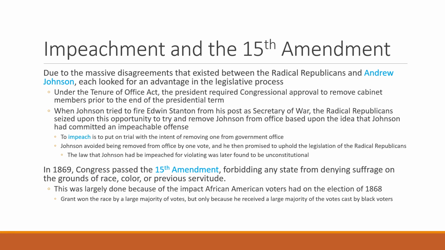Johnson tried to fire Edward Stanton, his Secretary of War, before the end of that term was over. So the Radical Republicans seize upon this opportunity. They very quickly look at this as, all right, Johnson's committed an illegal act, let's impeach him.